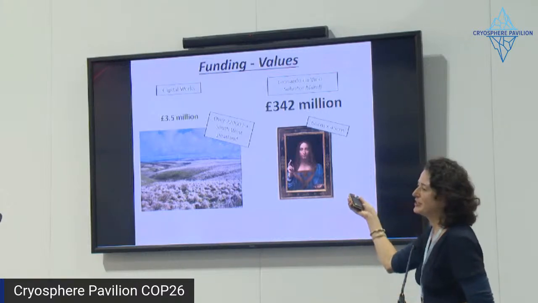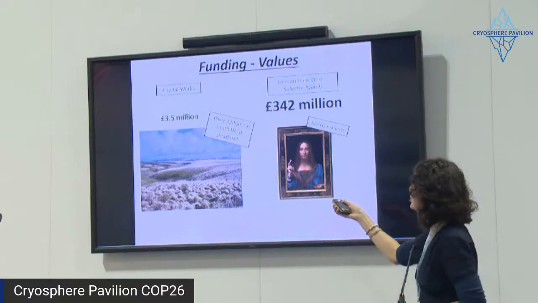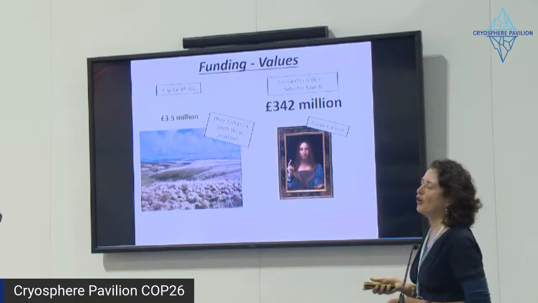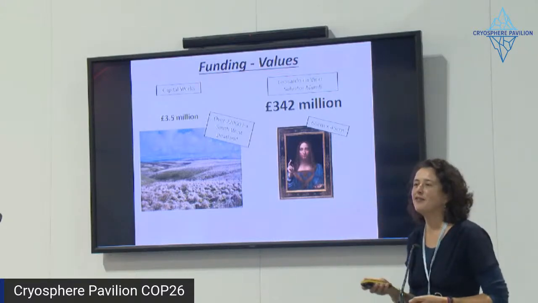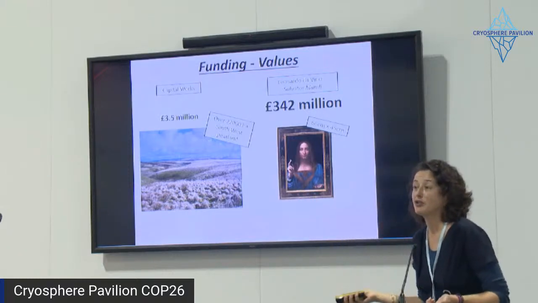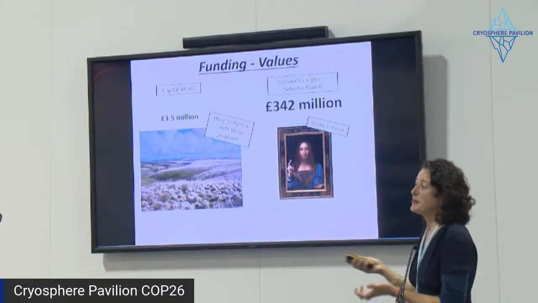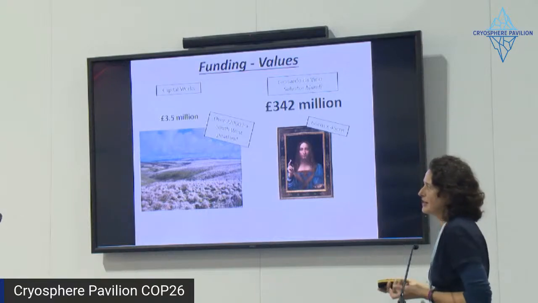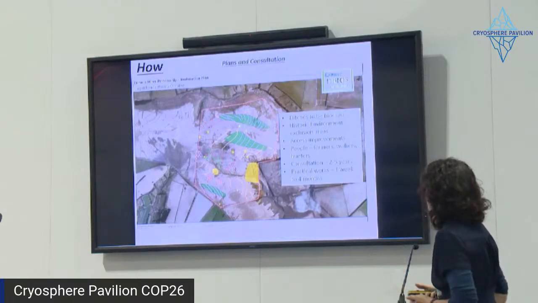But just to put it into context, I like this slide. How much do we value nature? We are able to pay 342 million for a piece of art, and we think 3.5 million is expensive to restore our peatlands. Maybe we need to think about our values and where our priorities are.